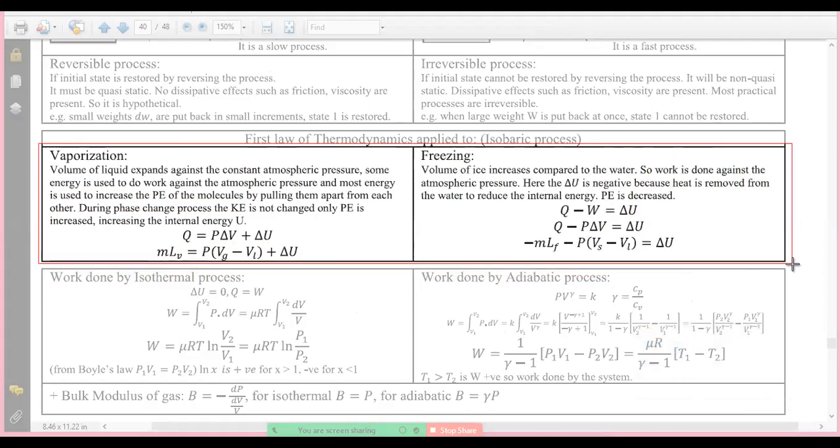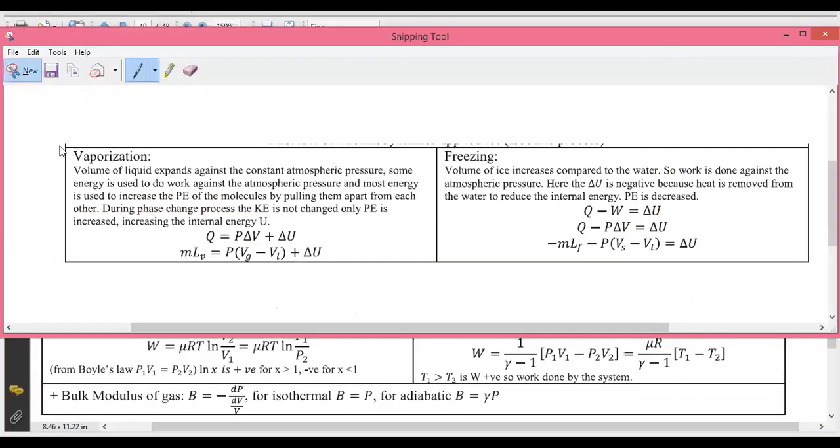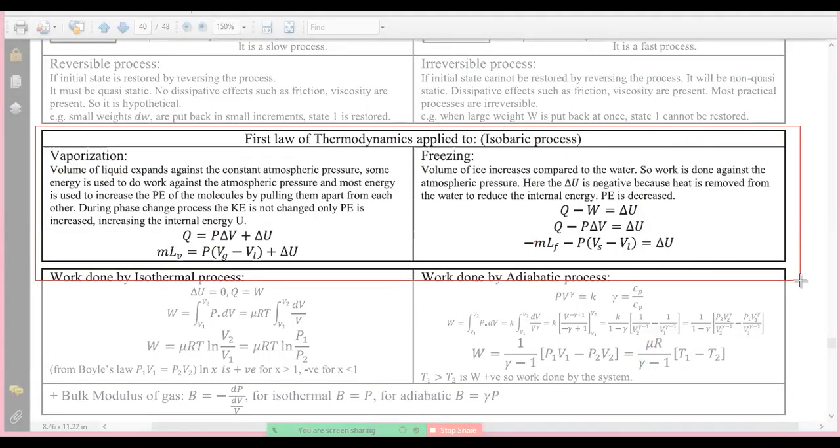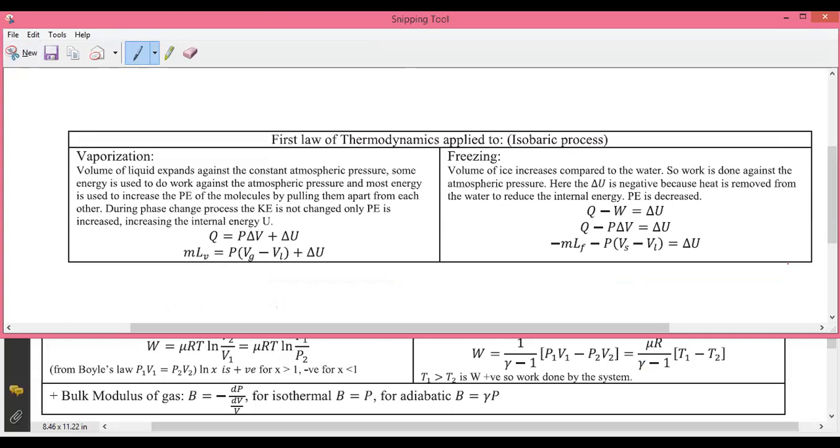So we are going to apply the first law of thermodynamics for two important processes which we already know. One is freezing, like water to ice. Another one is water to gas, like steam, vaporization. So both are isobaric processes. What do you mean by that? When you are heating up, let's say you keep a bowl of water and heat it, the steam is kind of going out, so it's working against the atmospheric pressure.